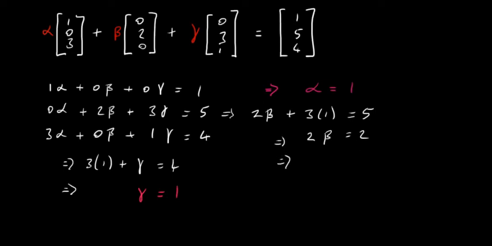So that finally gives me beta is equal to 2 divided by 2, which is 1. So I have alpha is equal to 1, beta is equal to 1, and gamma is equal to 1.